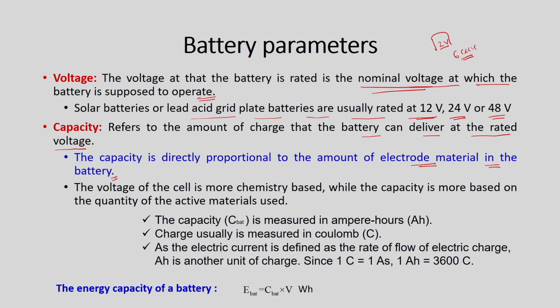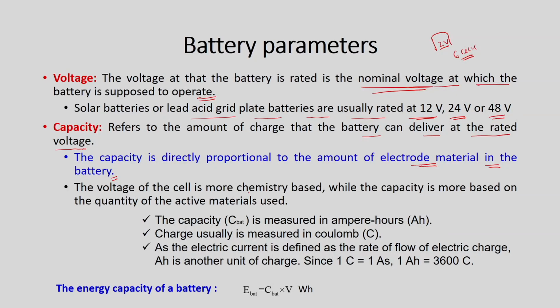That is why, if we compare a smaller size battery with bigger size batteries, what will happen? The smaller size batteries' capacities will be lower compared to larger size batteries. But the voltage will be constant. The voltage of the cell is more chemistry based, while the capacity is more based on the quantity of the active material used, which is very, very important.